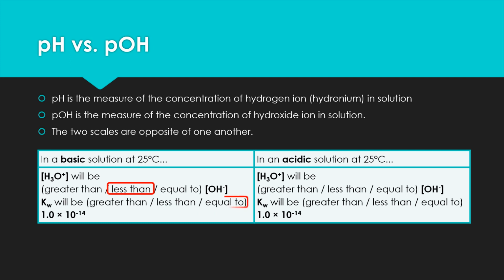But Kw will still be equal to 1 times 10 to the negative 14th because it's still at 25 degrees Celsius. Alternatively, in an acidic solution, we have more acid, so hydronium will be greater than hydroxide. But again, Kw at 25 degrees Celsius is still equal to 1 times 10 to the negative 14th. So if we know one of the concentrations, either hydrogen or hydroxide, and the solution is at 25 degrees Celsius, we can find our concentration of the other ion.